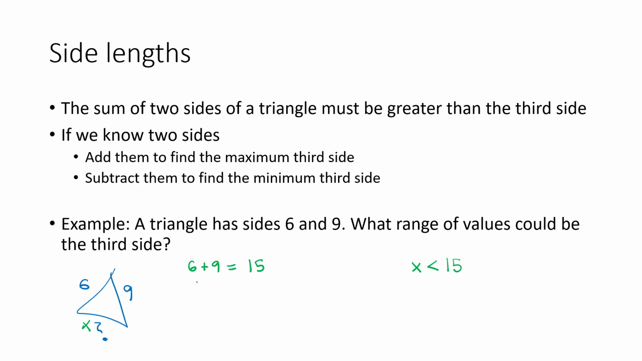But if we want to figure out the smallest it's allowed to be, we subtract them, and we have to put the bigger number first to subtract. 9 minus 6 is 3, which means x has to also be bigger than 3. If x was smaller, like 2, it would never be able to reach that third vertex. It would never be able to close. And if x was bigger than 15, maybe 16, 17, or 18, it would never be able to close either because the last side wouldn't be able to connect. So if a triangle has sides 6 and 9, the third side has to be between 3 and 15.